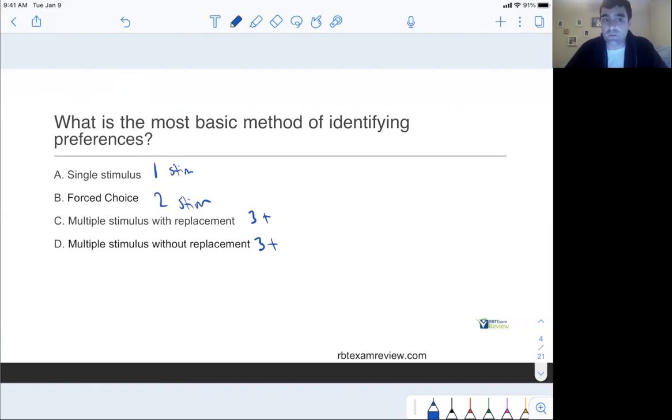Why? Because in single stimulus, all you're doing is presenting an item and measuring the response. Present another item, measure the response. You're not asking them to choose between 2 items. You're not laying out multiple items and asking them to choose and replacing them. All you're doing is presenting an item, measuring the response. So the most basic method of identifying preferences is single stimulus. So that's our way to remember the different types: single stimulus is 1, forced choice is 2, multiple stimulus is 3 or more.